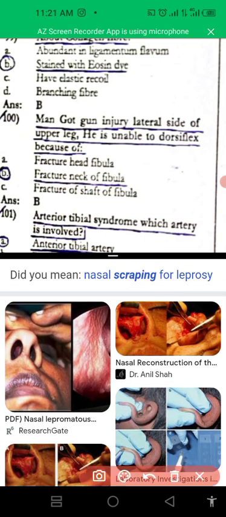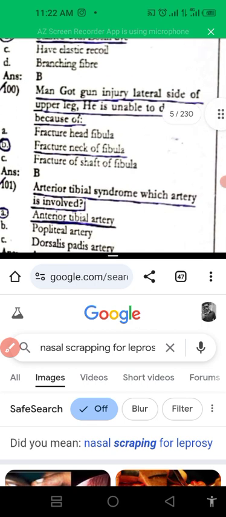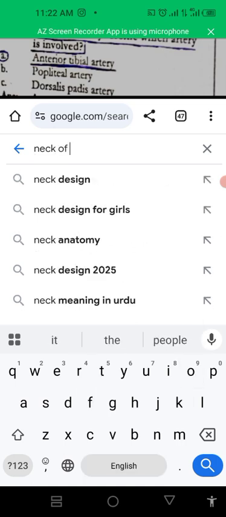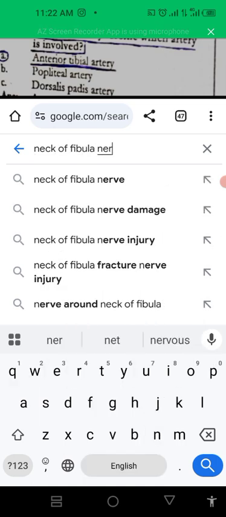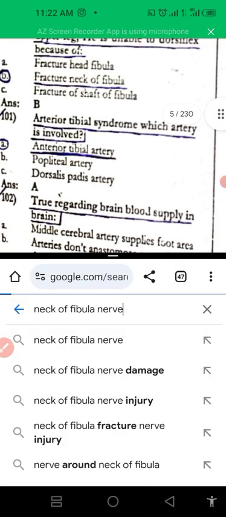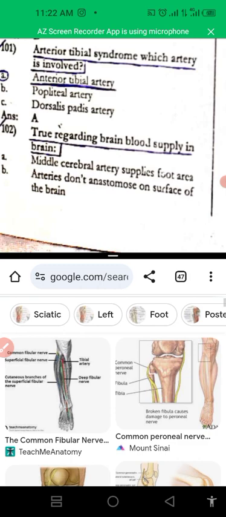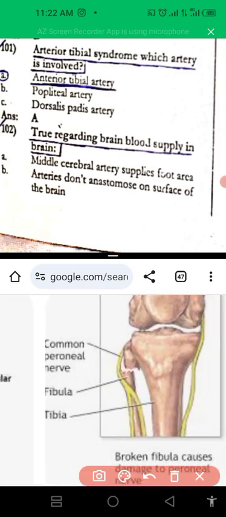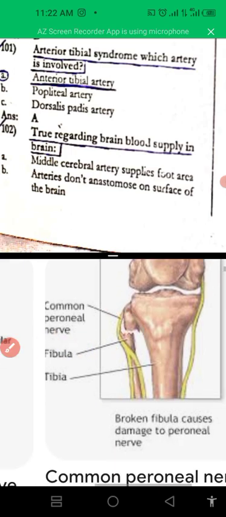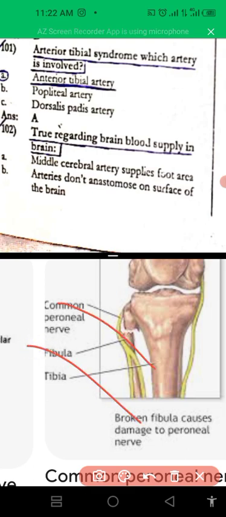Now, as you can see in this image, there is a nasal scraping test. We do the nasal scraping test to find Mycobacterium leprae in this way. And now look at the neck of the fibula and the nerve to clear the concept. Neck of fibula nerve damage results in foot drop. The common peroneal nerve is there, and damage to the lateral side of the leg can result in that. As you can see in this image, there is a fracture at the neck of the fibula, and the peroneal nerve damage results in an inability to dorsiflex the foot.